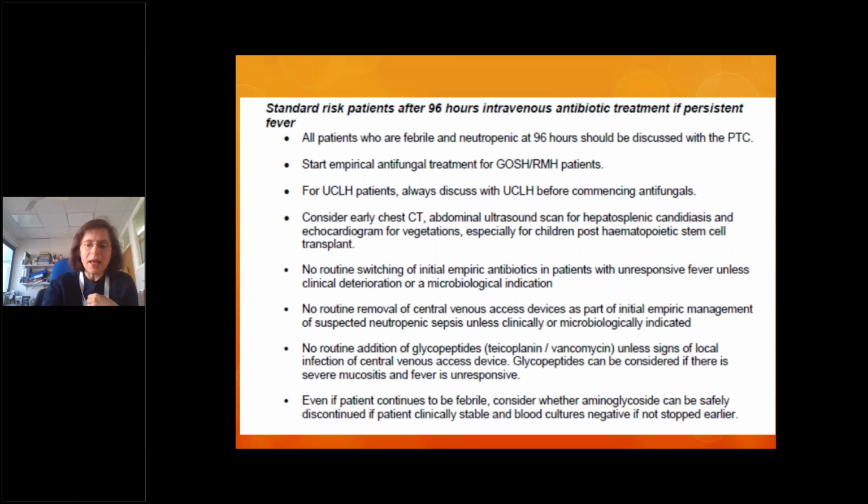In particular, you're worried about fungal infections, which would not have responded to antibiotics, of course, and could be potentially life-threatening as well. So again, do not routinely change the antibiotics and do not add empirically, but look again for sources of infection and in particular start empirical antifungals.